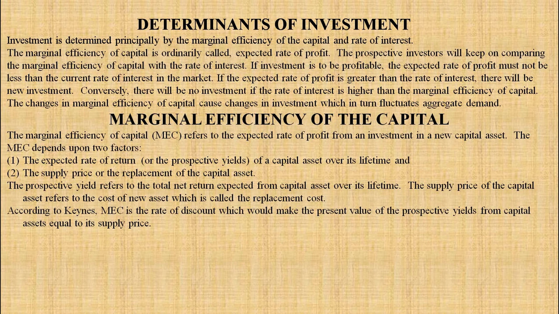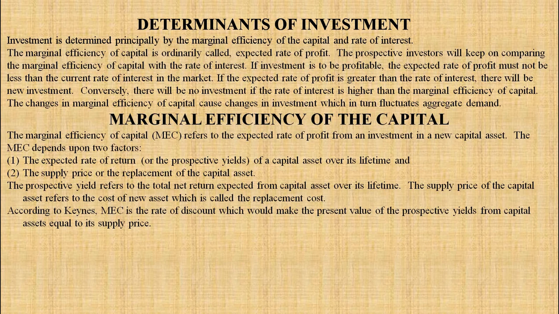Investment is determined principally by the marginal efficiency of capital and the rate of interest. So this is important. Understand marginal efficiency of capital. The marginal efficiency of capital is ordinarily called the expected rate of profit. The prospective investors will keep on comparing the marginal efficiency of capital with the rate of interest. If the investment is to be profitable, the expected rate of profit must not be less than the current rate of interest in the market.